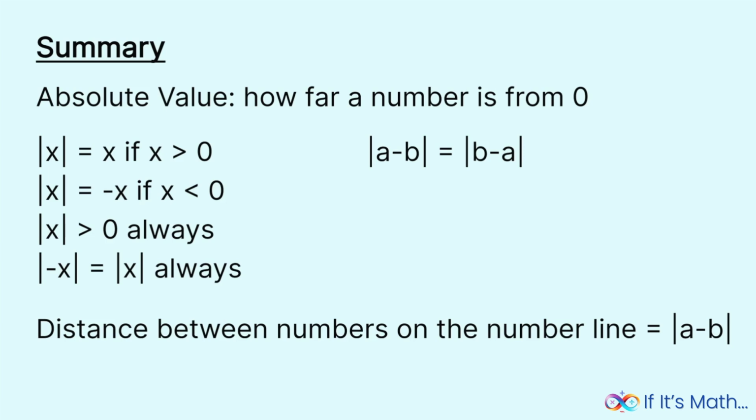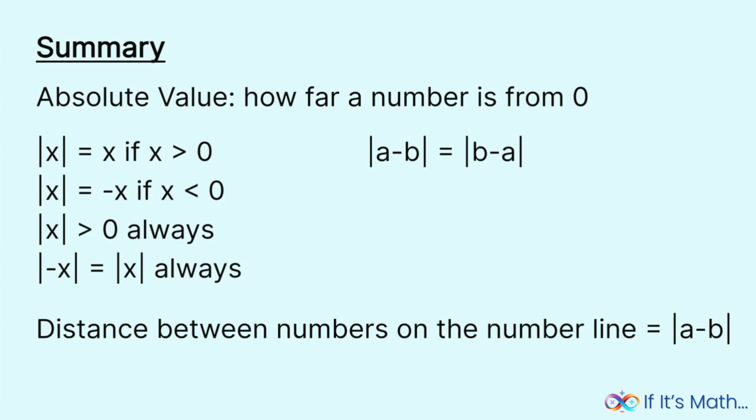Okay, so let's just summarize really quickly. Remember that the absolute value is how far a number is from 0 on the number line. So the way that that works is that the absolute value of x is x when x is positive. The absolute value of x is -x if x is negative. Alternate way to think about that is you just drop the negative sign. The absolute value of x will always be positive. And the absolute value of -x is the same thing as the absolute value of x.